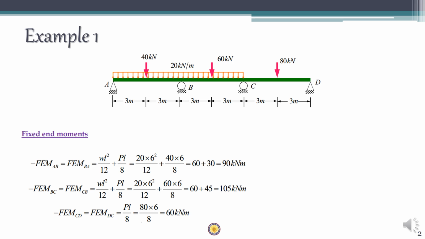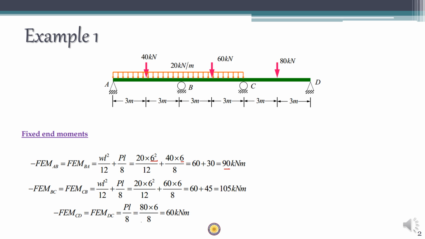So for FEM-AB, there will be two values. One will be WL square by 12 plus PL by 8, where P is 40 and W is 20 and L is 6, right? So you can do that and find out the value of FEM-AB and FEM-BA. FEM-AB will be negative 90 and FEM-BA will be positive 90.